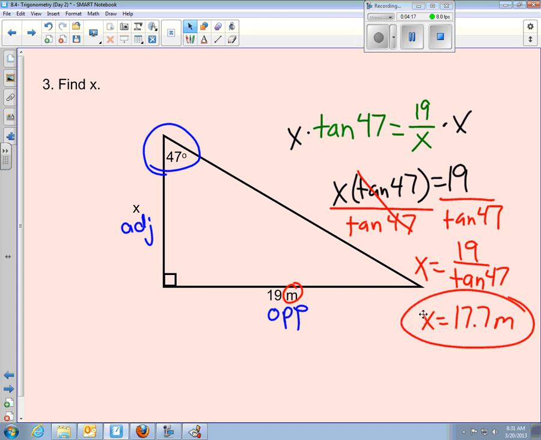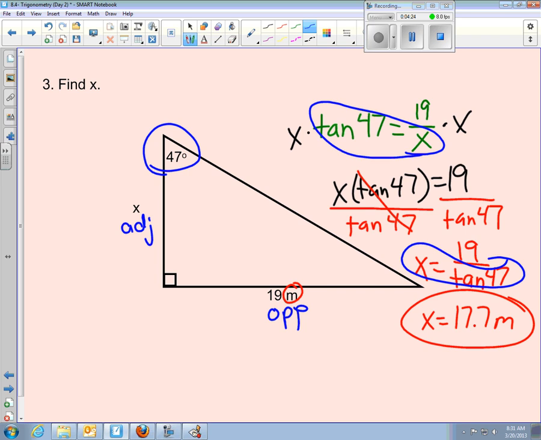Now notice when x is in the denominator, the tangent and the x end up just switching spots. And that's going to work no matter what trig function you have. So keep that in mind.